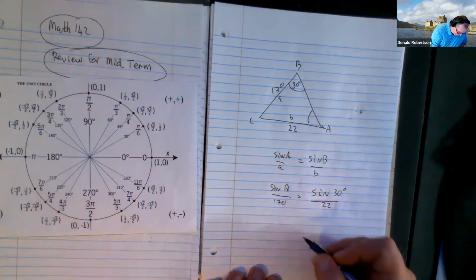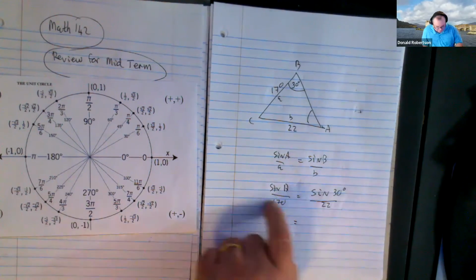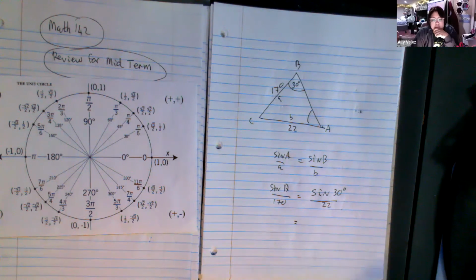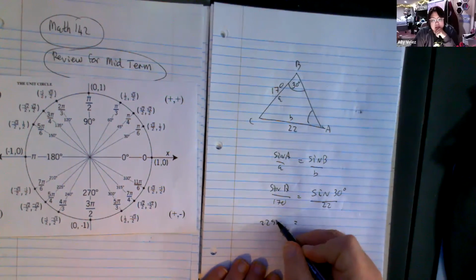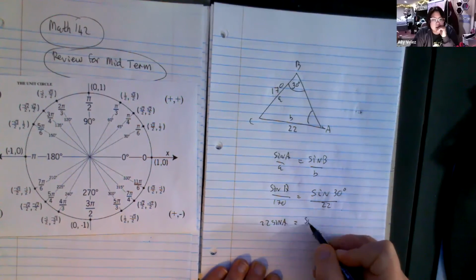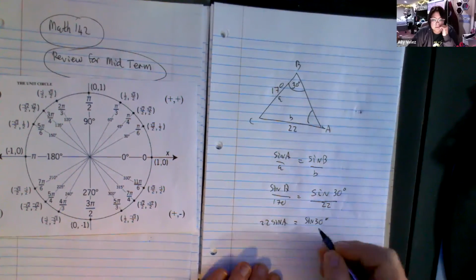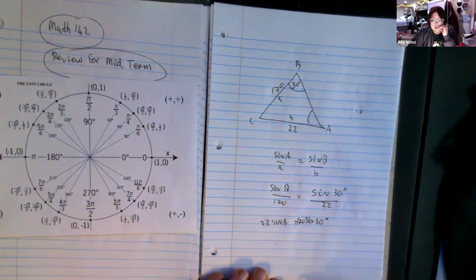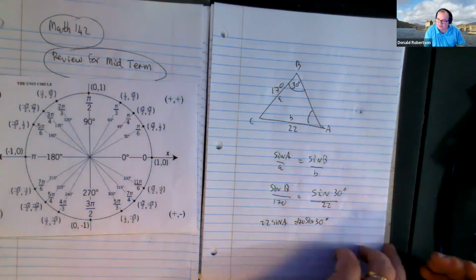Now, what would you do next? I know it's been a while since you did these, but what's the algebra next going to look like? You cross multiply, so 170 sine 30, and then 22 sine A. Right, and then off you go and you solve it, right?